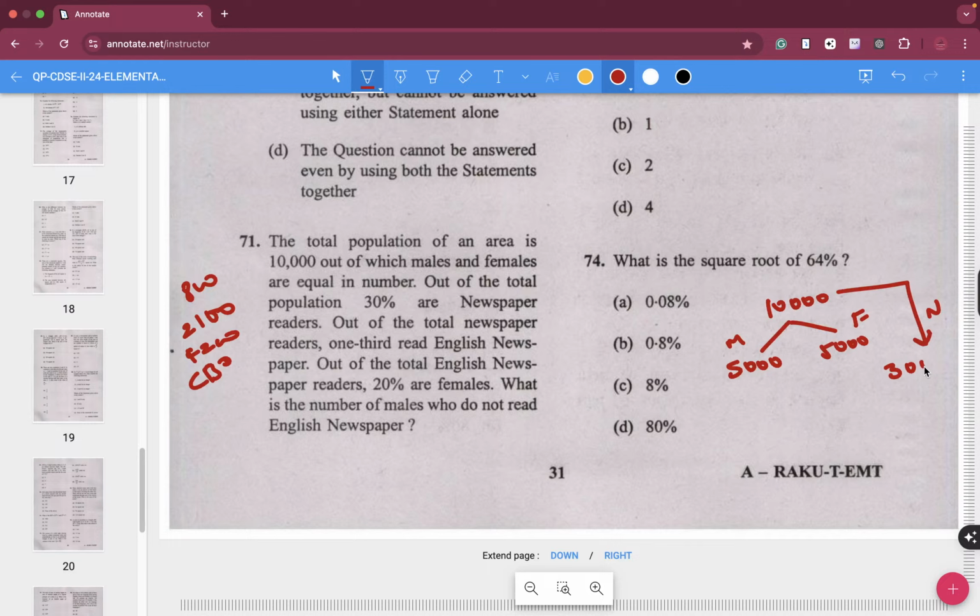So 2 raised to the power 5 is how much? 2 raised to the power 5 is 32. So 32 divided by 7.